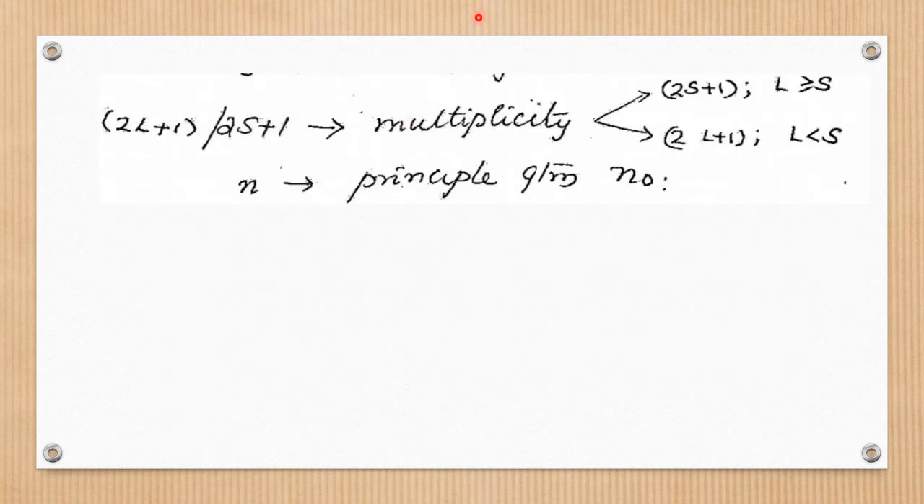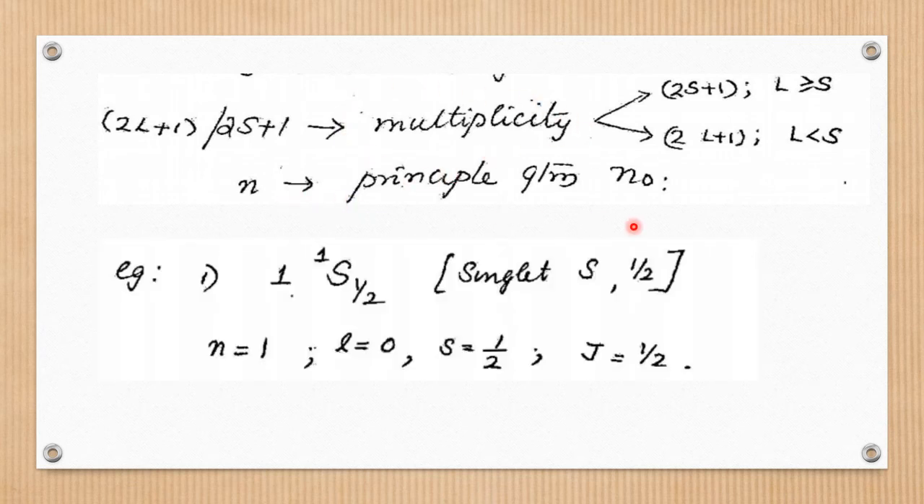This 2S plus 1 or 2L plus 1, according to this variation, is called the multiplicity, and n is the principal quantum number. So we can take one example to find the term symbol. 1 singlet S half. This is read as 1 singlet S half.